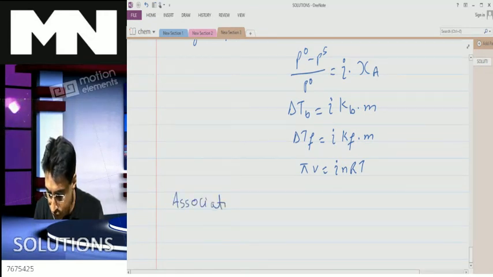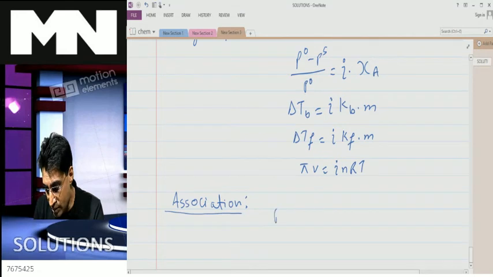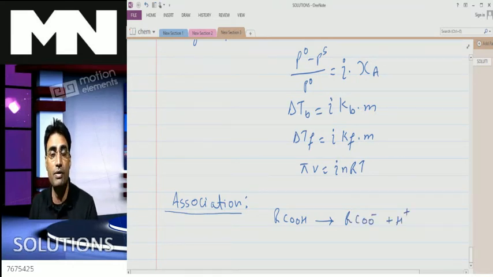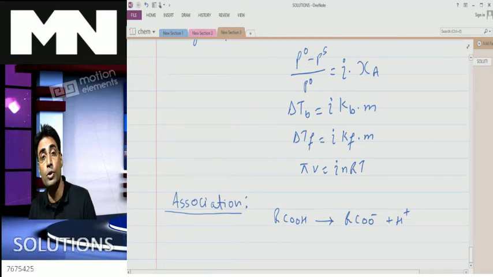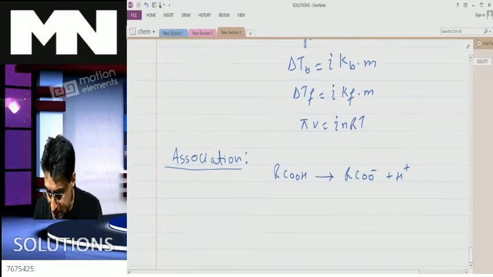Association. Carboxylic acids are a very good example of this. If I have a carboxylic acid like RCOOH, in water it will undergo dissociation to RCOO negative plus H positive. But if I put a carboxylic acid in a non-polar solvent like benzene, it will undergo dimerization. It will form hydrogen bonding.